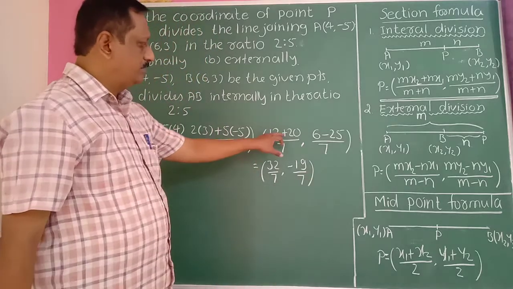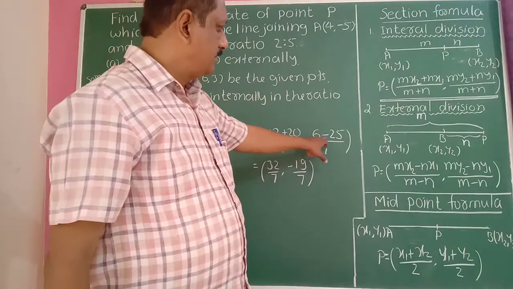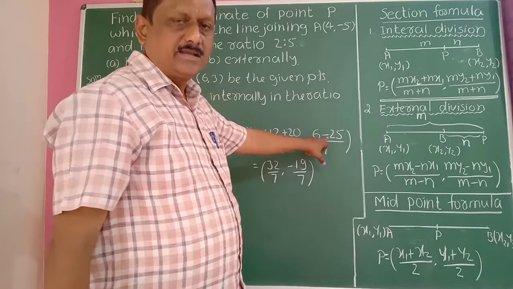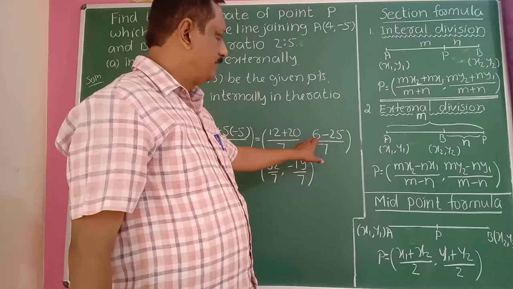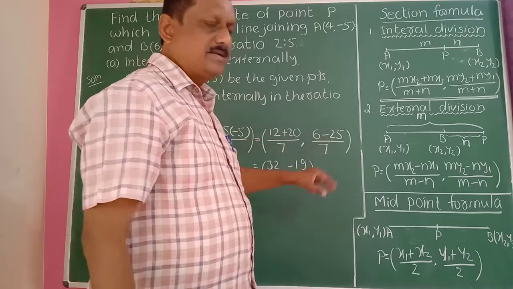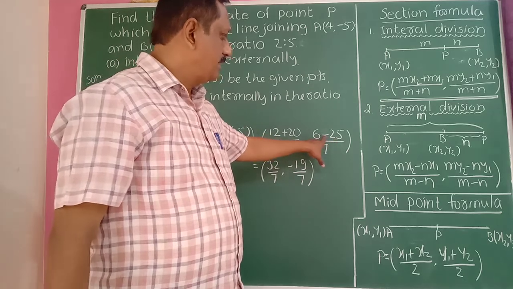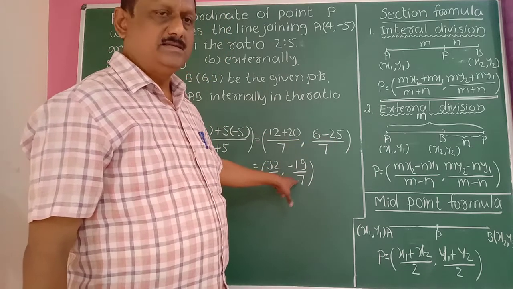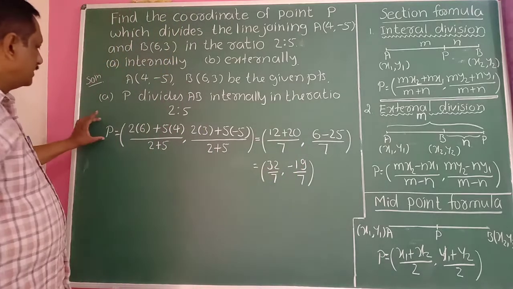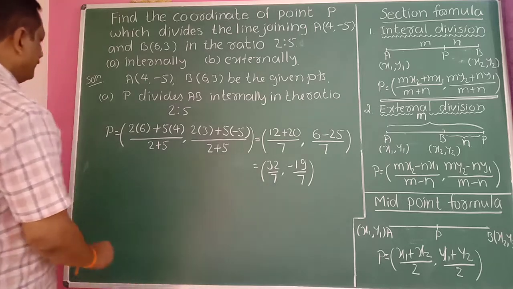If both are positive, then add them. And if one is positive and the other one is negative, in that case, subtract each other. Then take the bigger number's sign. Okay, one plus sign, one minus sign, subtract, and then write the sign of the bigger number. So minus 19 divided by 7. So this is the coordinate of the point P. P divides AB internally. Okay.